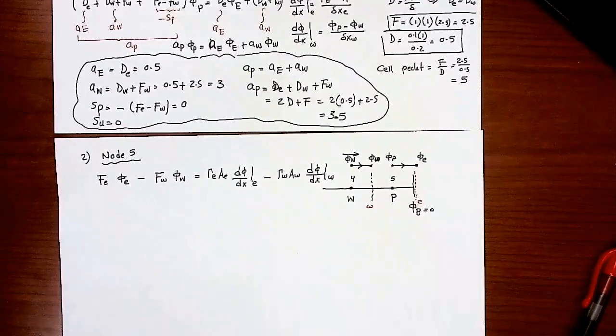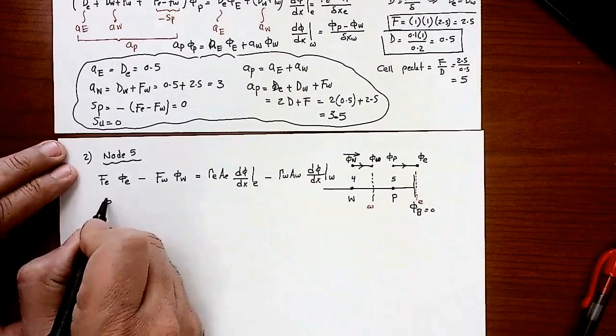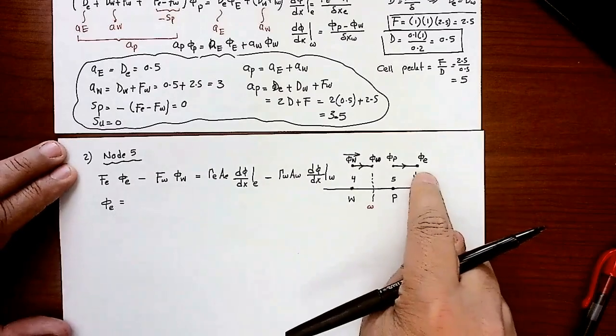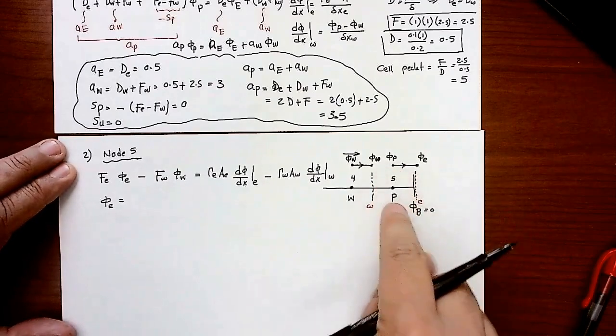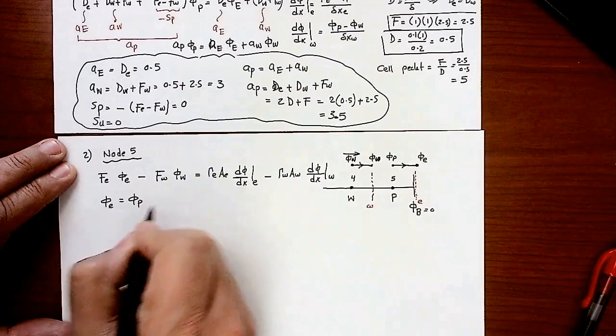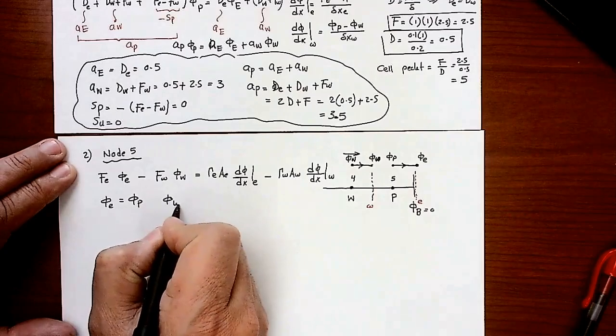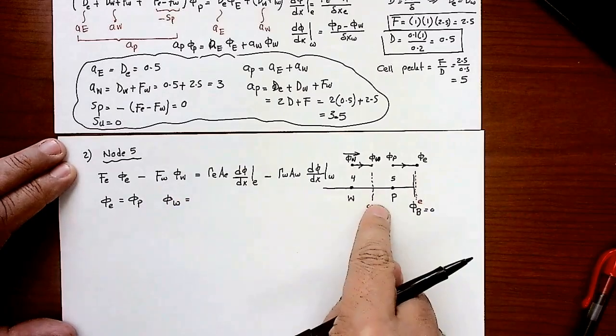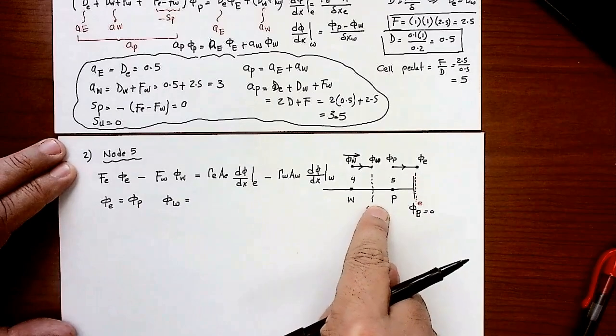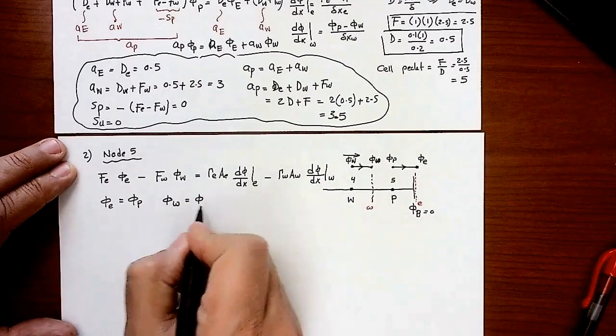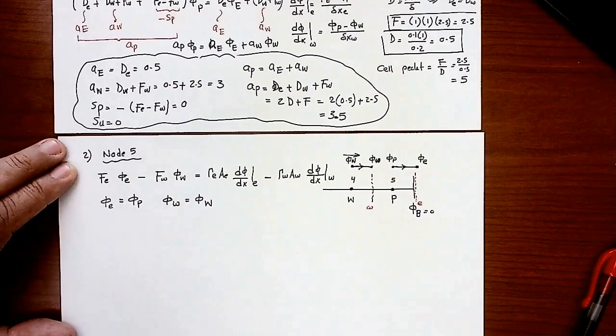So let's do the approximation here. So what is phi east? According to the upwind scheme, phi east should equal the phi of the upstream node, so it's going to be phi p. What is phi w? The west face phi, according to the upwind scheme, should be the phi of the node W.